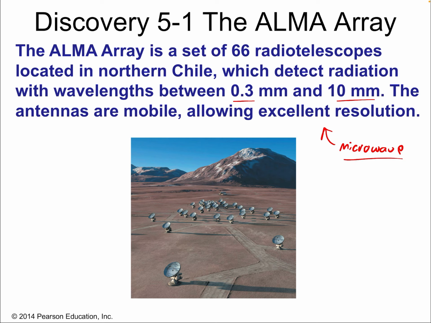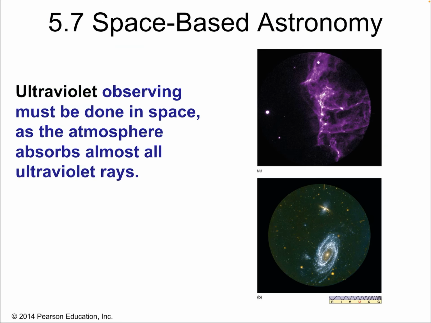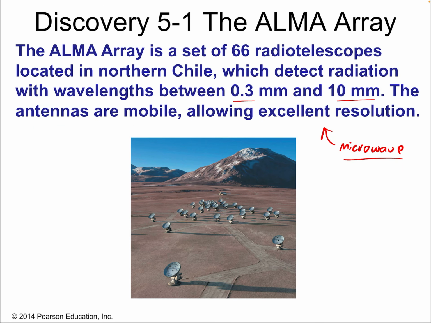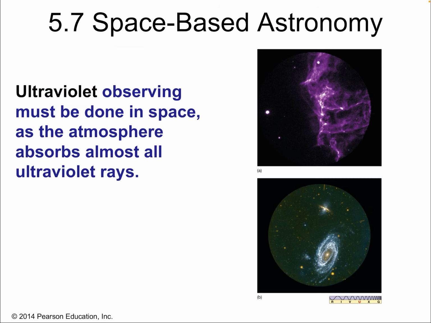And then this huge array allows for excellent resolution, right? And the fact that it's high up on a mountain means that there's less atmospheric interference, although that's not that important for radio waves. At such a high precision, it is relevant. There's also ultraviolet. Now, ultraviolet is interesting because it has to be done in space, okay?